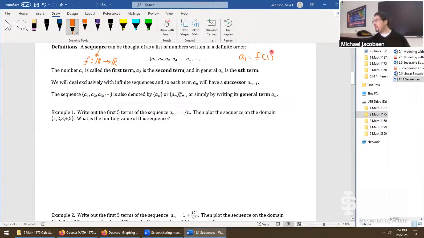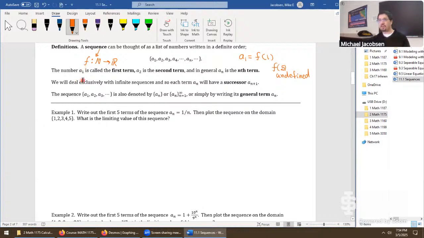There is no f of 0.5. f of 0.5 is automatically undefined. 0.5 wasn't special. This is just saying anything that's not a positive integer is automatically undefined. Those 1, 2, 3, 4, and so on is the domain of the function.